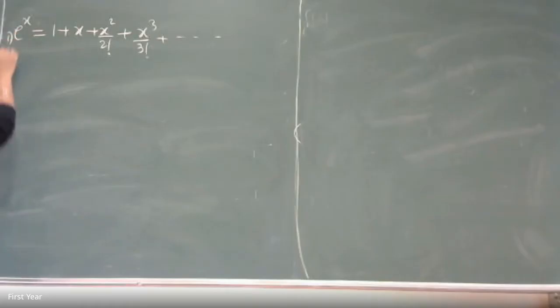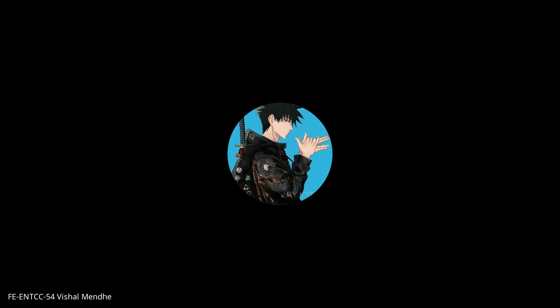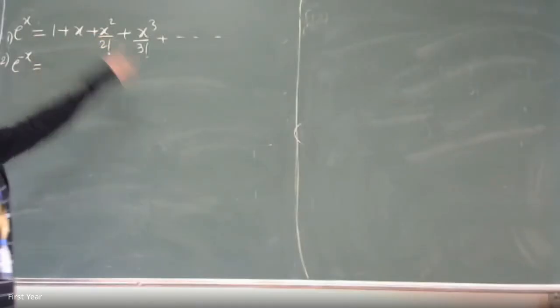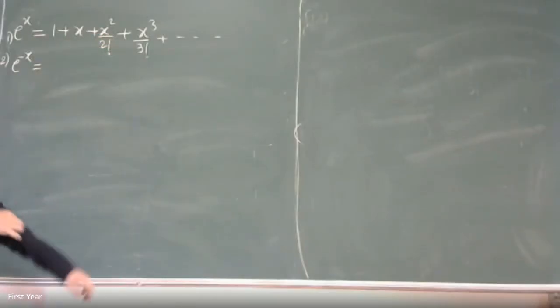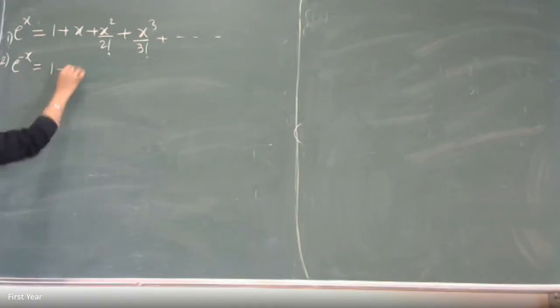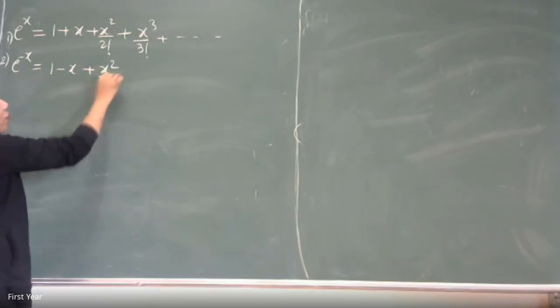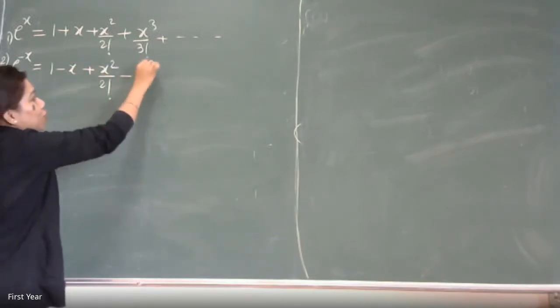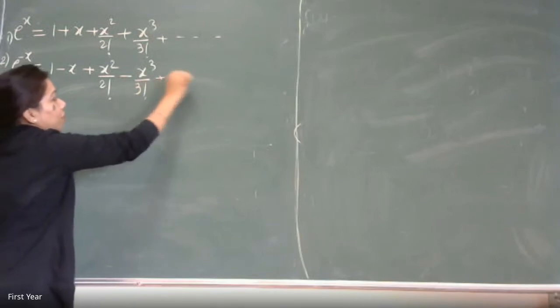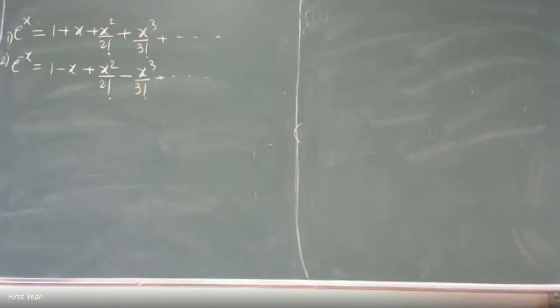Next is, this is first one. E raised to minus x. Can anybody tell me what is the expansion of e raised to minus x? Alternate plus minus. Minus x now. So odd terms will give you negative, even terms will remain same. So that's why 1 minus x plus x square by 2 factorial minus x cube by 3 factorial and so on. This is your standard expansion for e raised to minus x. Clear?